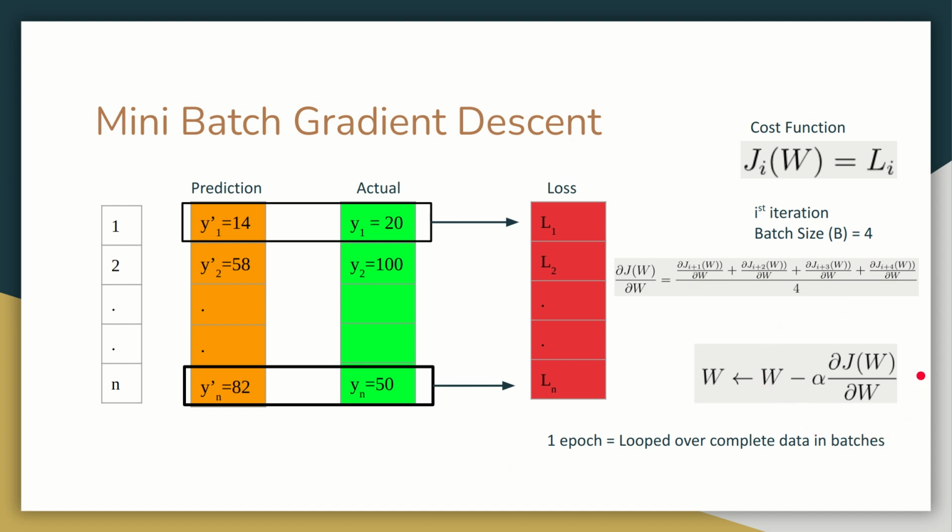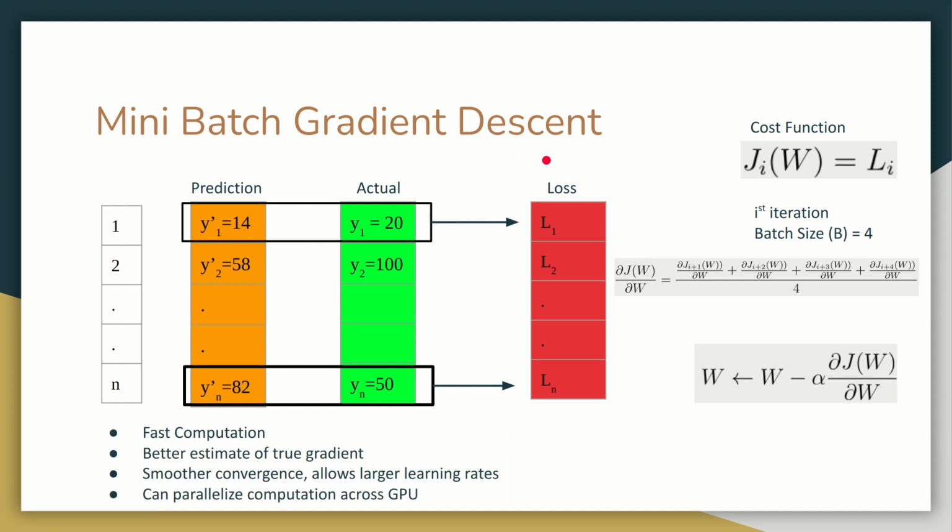So in the first iteration, we took the examples from 1 to 4. In the second iteration, we'll be taking the batch of 5, 6, 7, 8 and so on. So this is how our iterations will keep on going, and in a single epoch we'll loop over the complete data set in batches. So this will complete our single epoch over here. So this is an example of mini batch gradient descent.